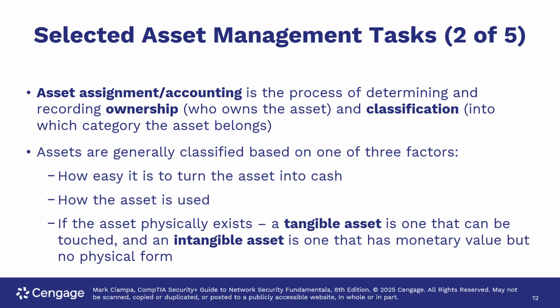Asset management accounting is a process of determining and recording the ownership, who owns the asset, and classification, into which category the asset belongs. Assets are generally classified based on one of three factors. How easy is it to turn the asset into cash? How will the asset be used? If the asset physically exists, a tangible asset is one that can be touched, and an intangible asset is one that has monetary value but no physical form.